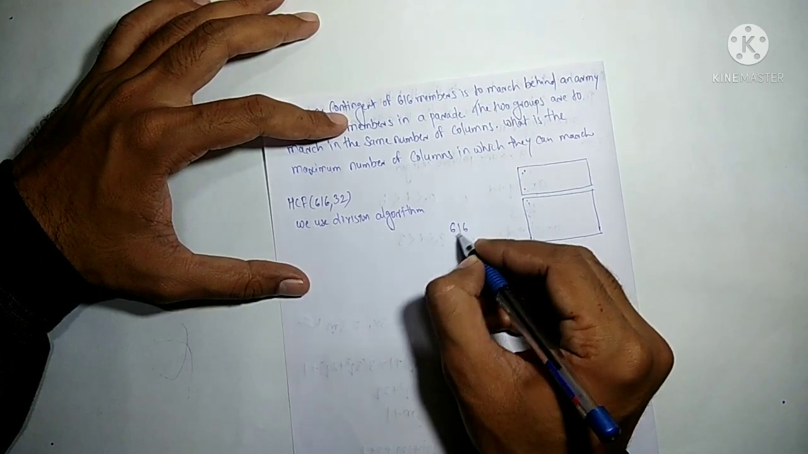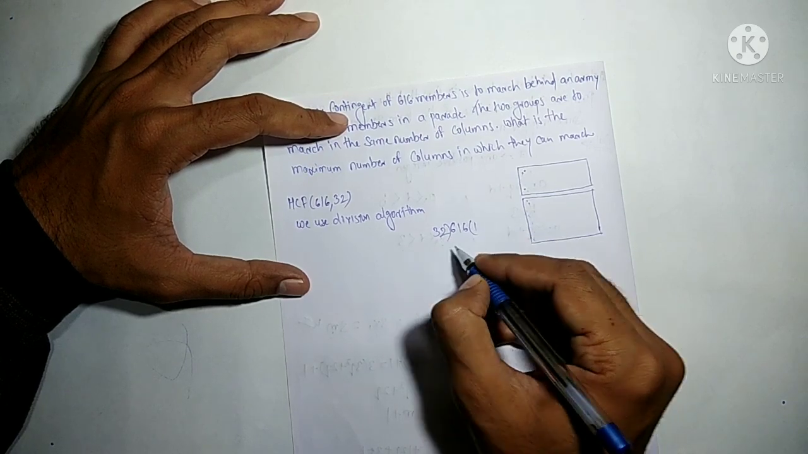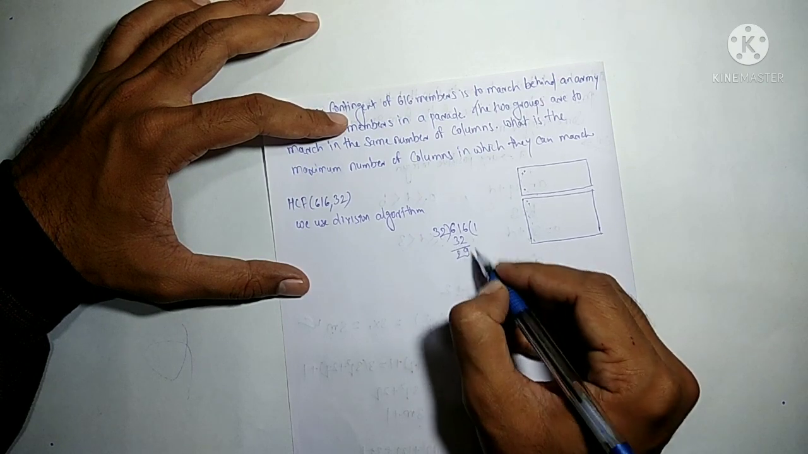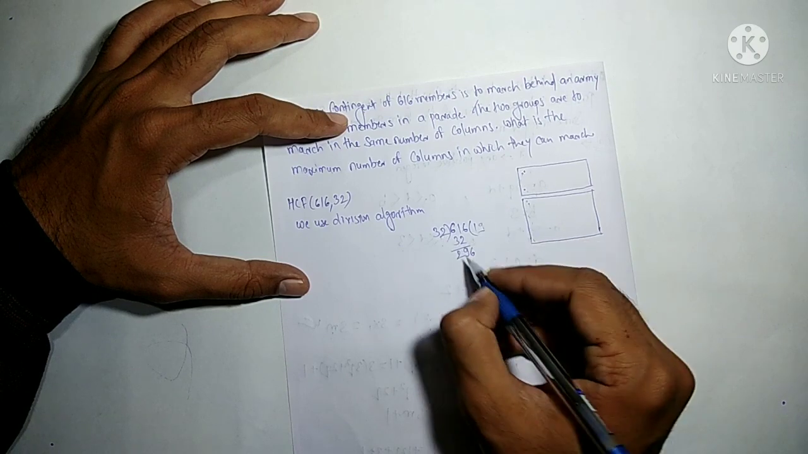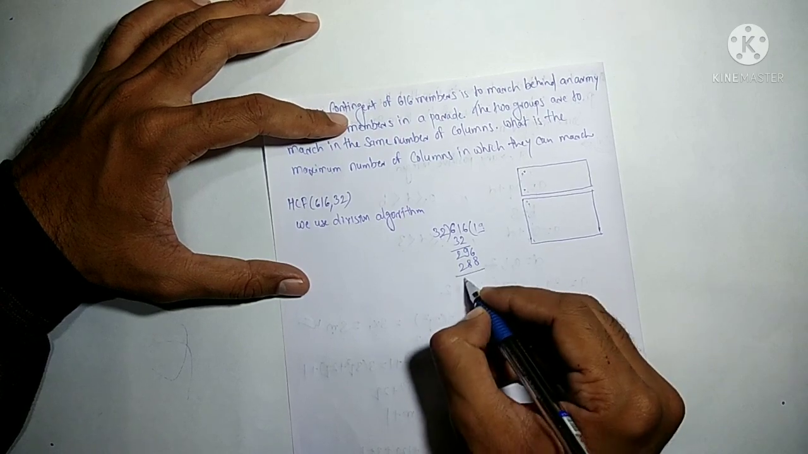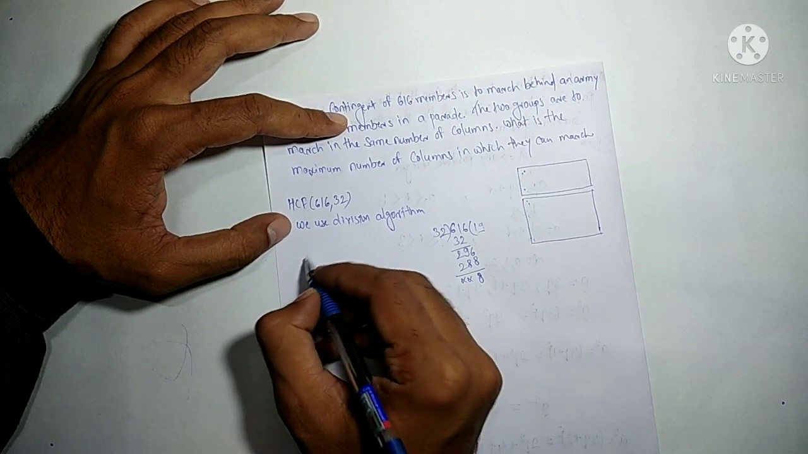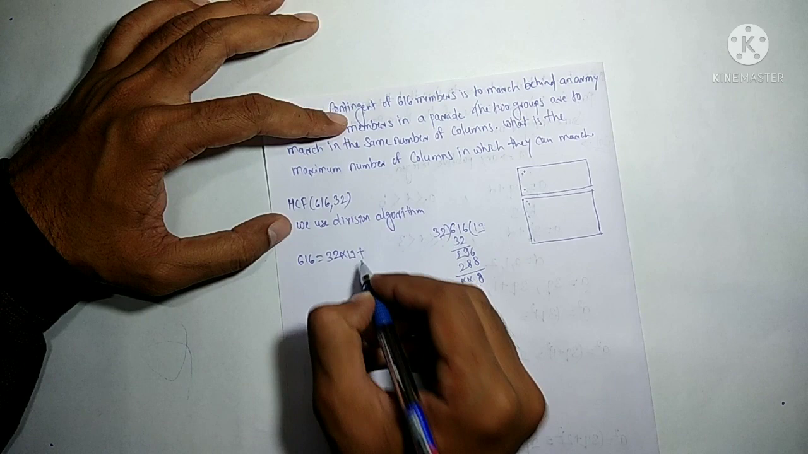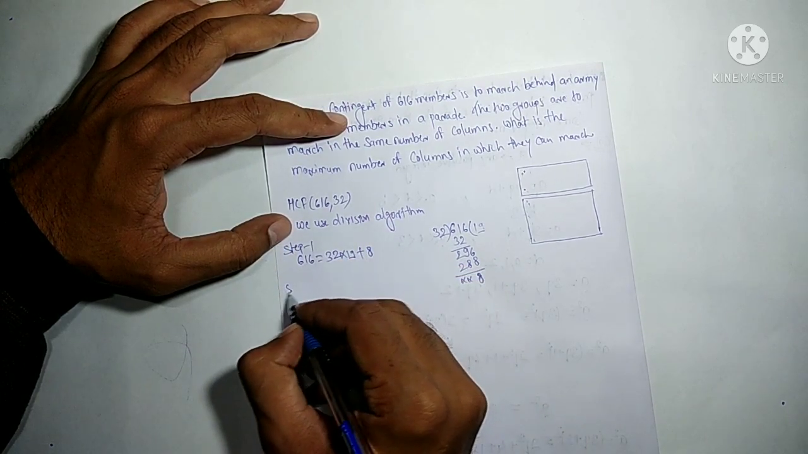What is the larger number? 616 divided by 32. 1 times 32, what is the remaining? 296 down, and now 9 times 32 is 288. What remains? 8. It is the remainder. Then we can write 616 in terms of 32: 32 into 19 plus 8. This is step 1.